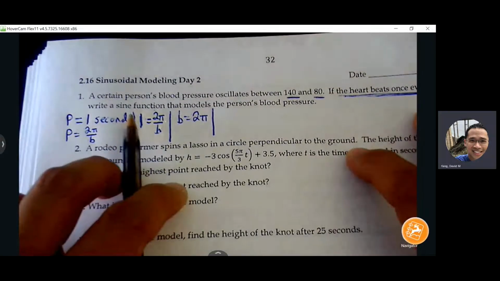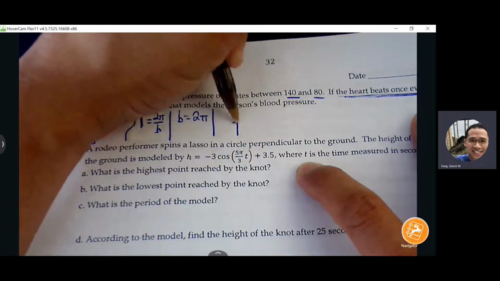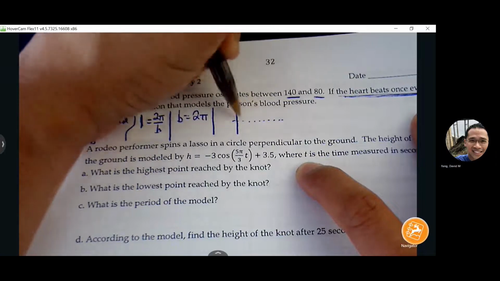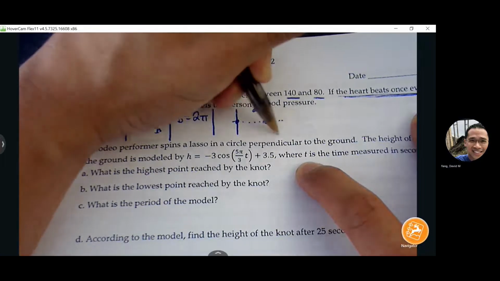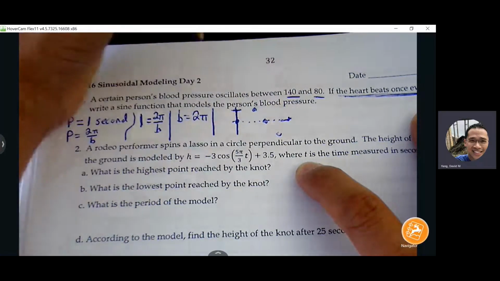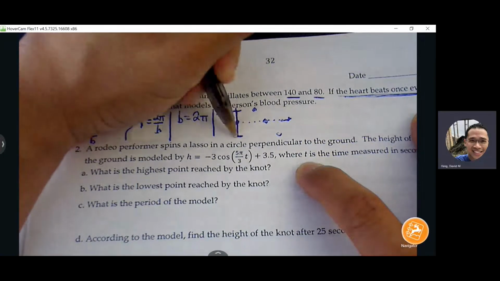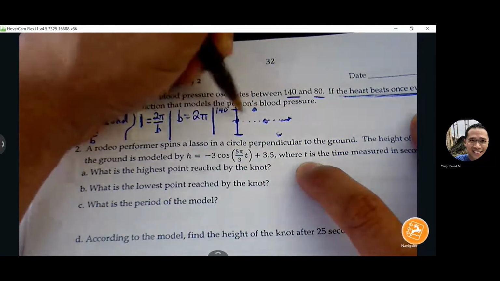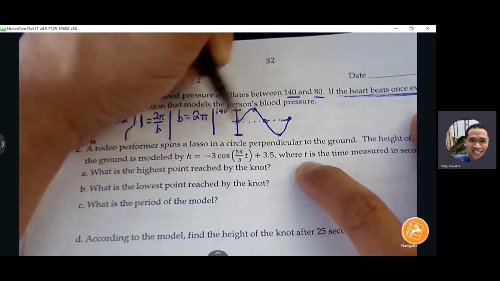So we know it's a sine function. For the sine function, we want to start at the midline, and then from the midline, it's going to hit its peak. It oscillates between the max and min. So we know the max as well. Max is 180. The min is 140.